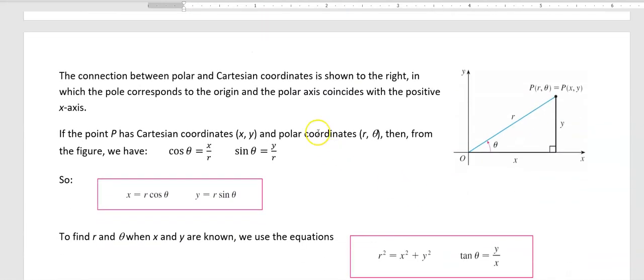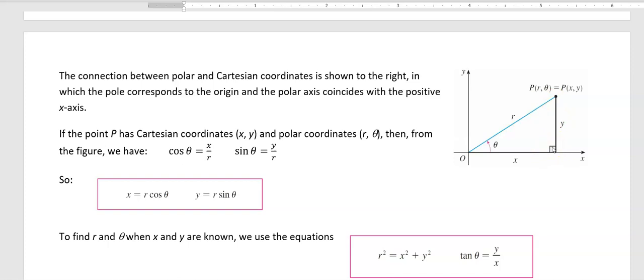Now, the connection between polar and Cartesian coordinates is shown on the right. So what we have here is a polar coordinate, r theta, and its point is right here on the system. And if we were to drop a vertical down to the polar axis, which coincides with the x-axis, we would get a horizontal and vertical distance, which represents the Cartesian plane. So the way to connect this is to use that right triangle. Notice by dropping that line down, we have this right triangle here.